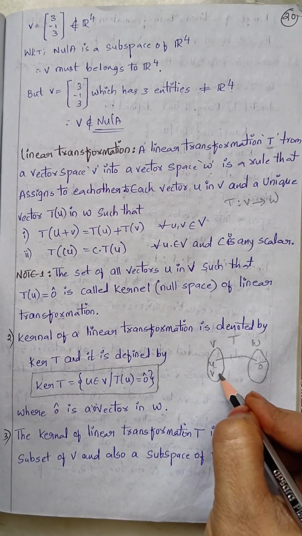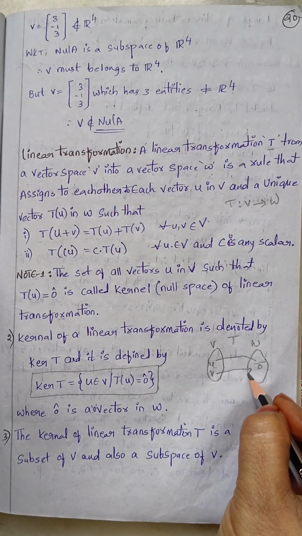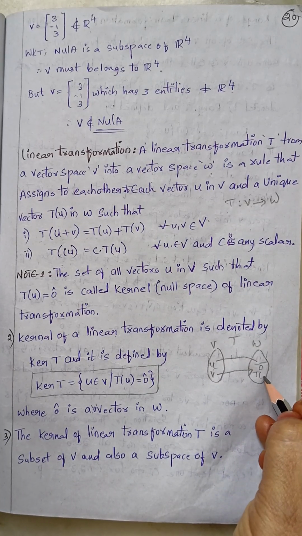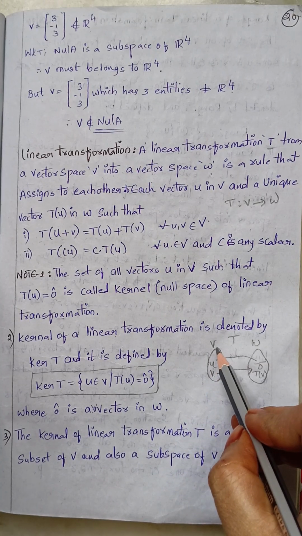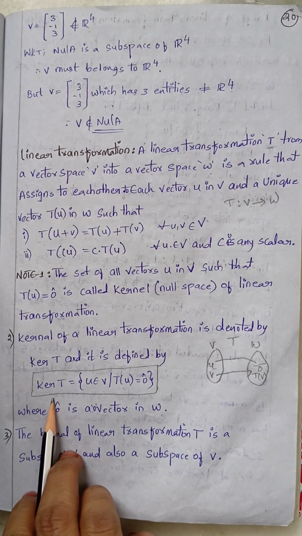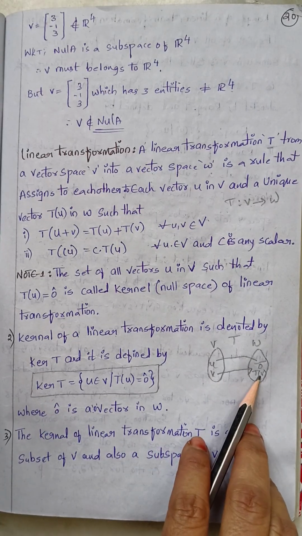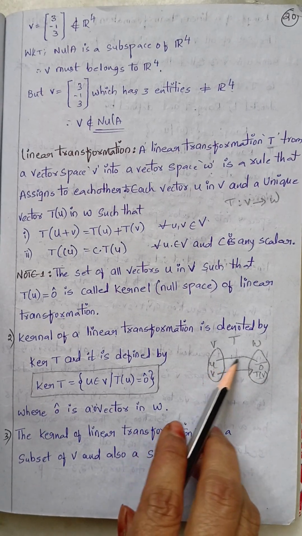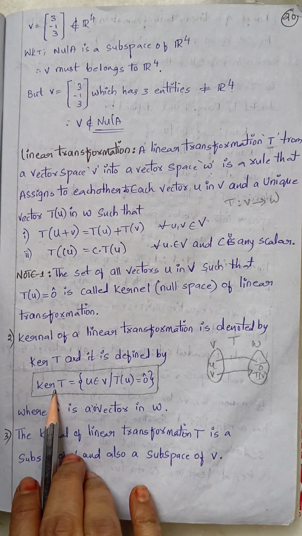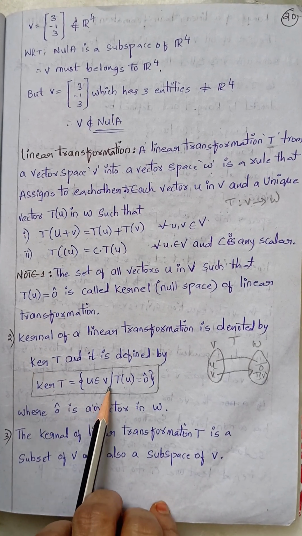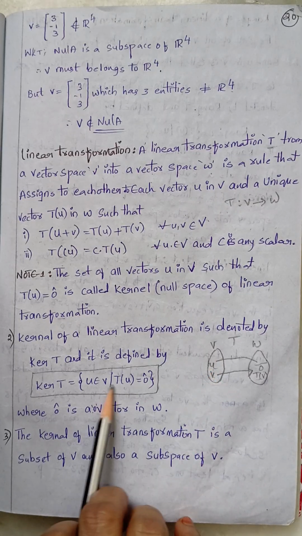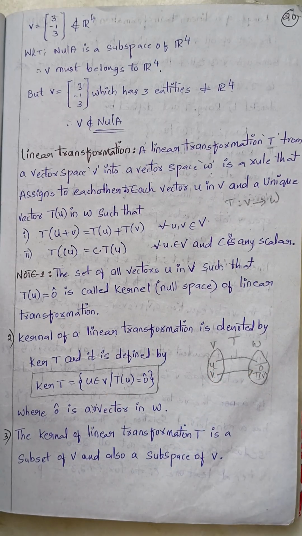Suppose I am taking here v, whose image is not 0 bar. It is T of v. Of course, v is in the first set, but v does not belong to kernel T because its image is not 0 bar. If u's image is 0 bar, that's why this u belongs to kernel T. So what is the kernel T definition? u belongs to the first vector space such that its image is 0 cap or 0 bar.